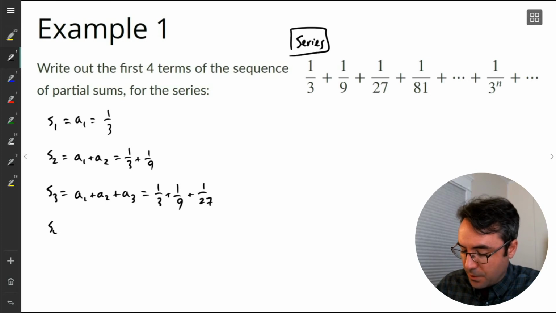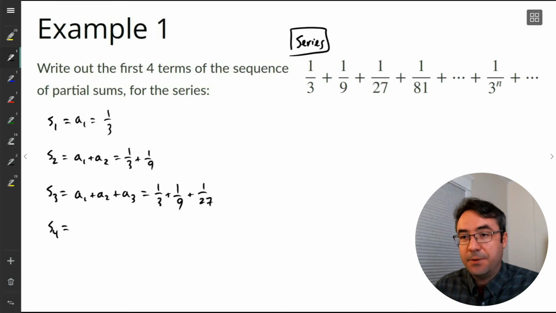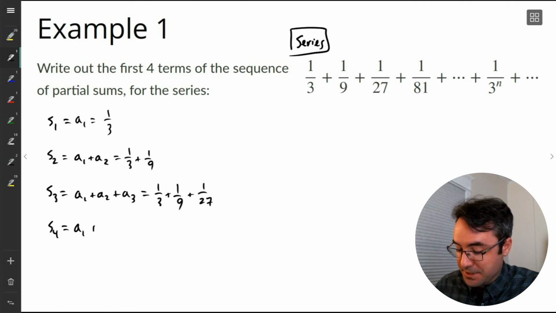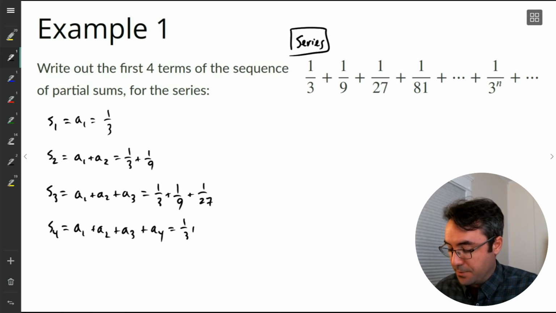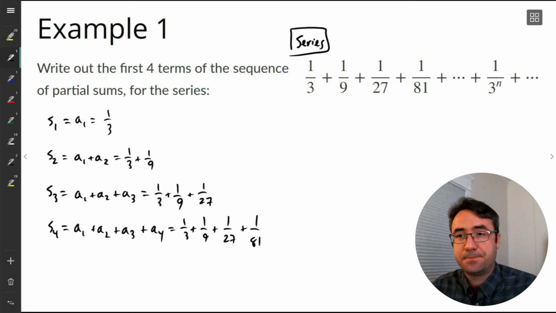All right, what about S4? Well, we take the first 4 terms and add them together. So A1 plus A2 plus A3. Now we're going to throw in an A4. So we have the first term, the second term, the third term, the fourth term. We're adding all those together. So 1/3 plus 1/9 plus 1/27 plus 1 over 81.